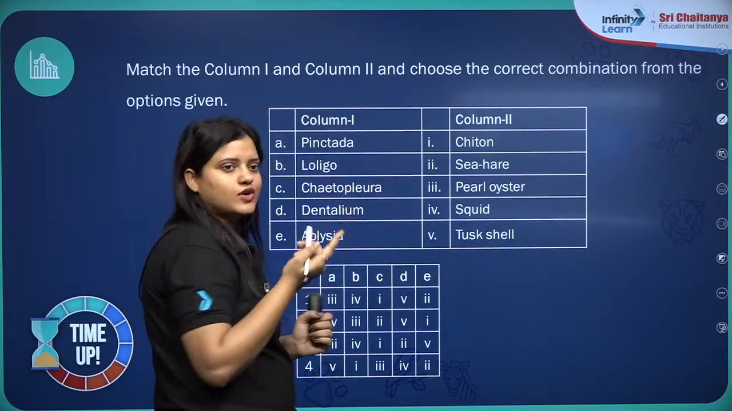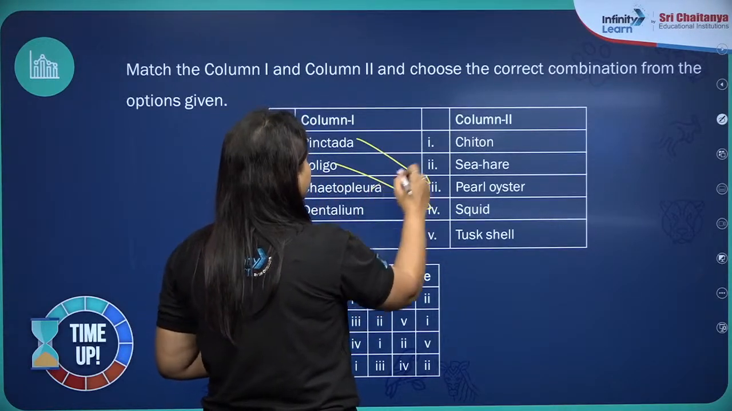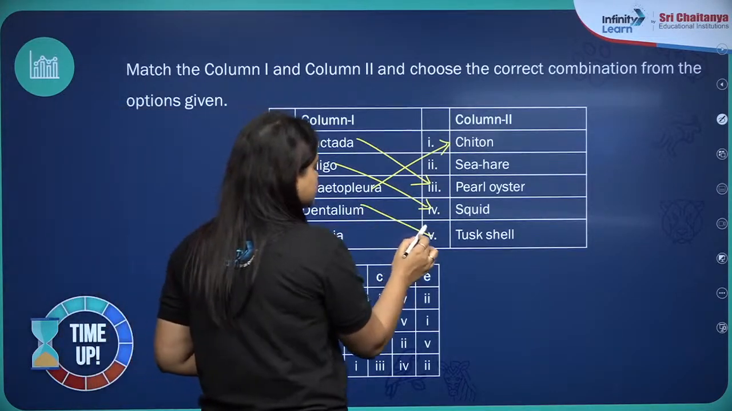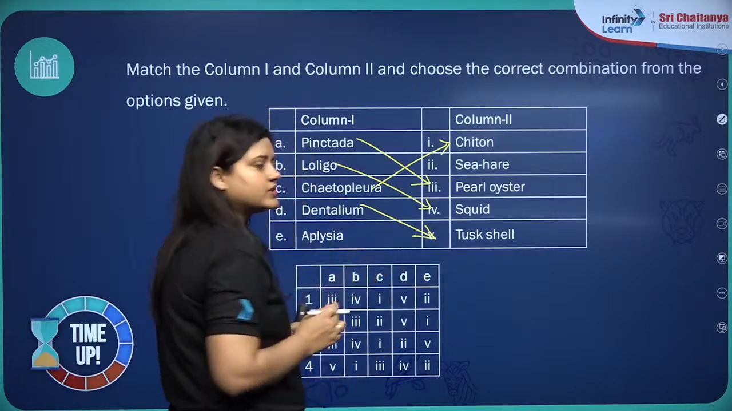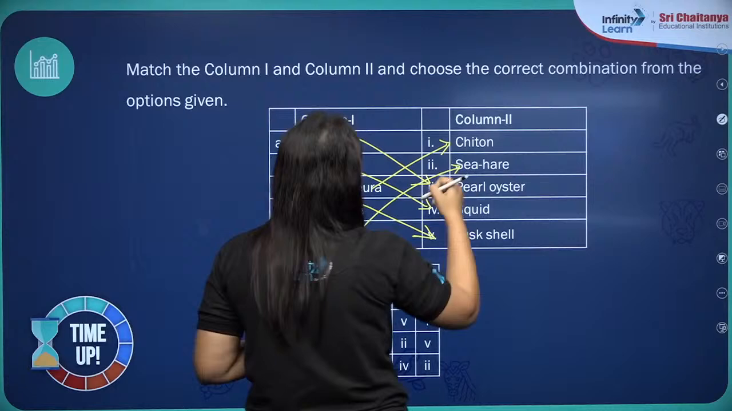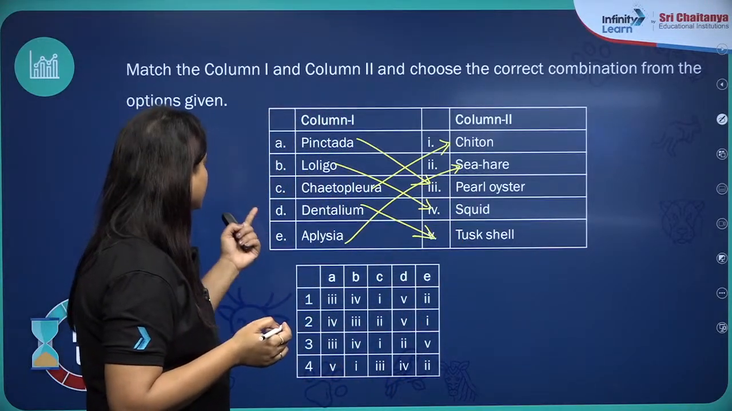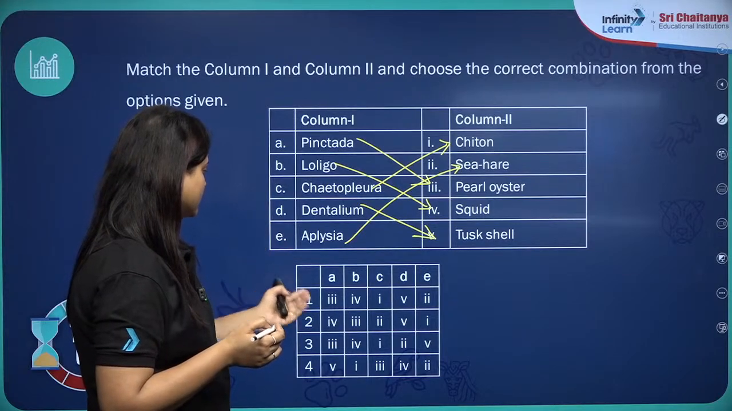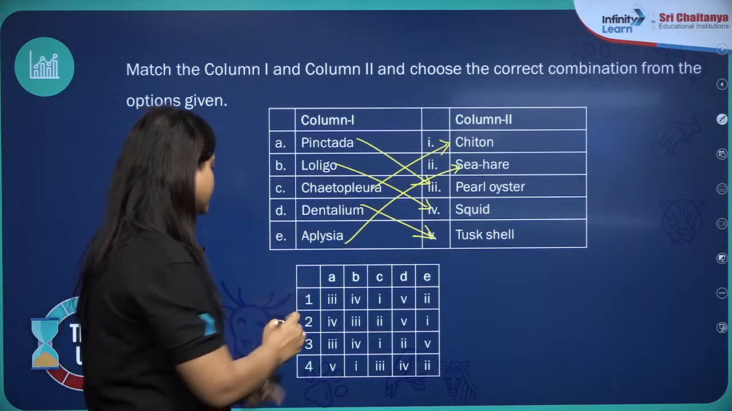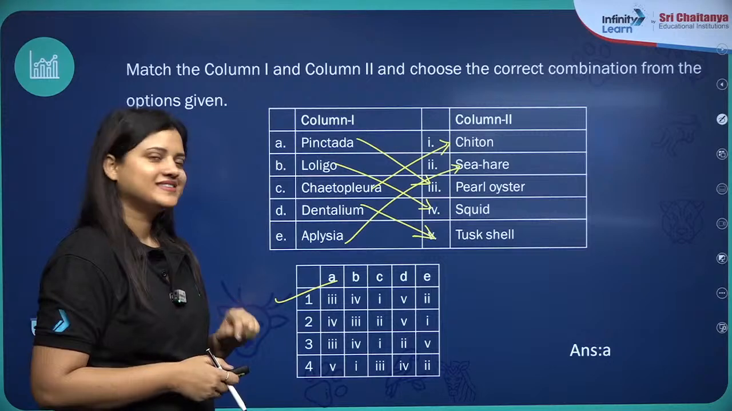Pinctada is pearl oyster. Loligo squids. Chaetopleura chiton. Dentalium elephant tusk shell. इसका shell एकदम elephant के tusk के जैसे होता है. That's why we are calling it as tusk shell. And Aplysia is sea hare. So A is matched with 3, B is matched with 4, C is matched with 1. So there is a tie between first and the third option. Dentalium D is matched with 5. So ये है tie breaker and the correct answer is 1. That is A. Very good. Keep it up.